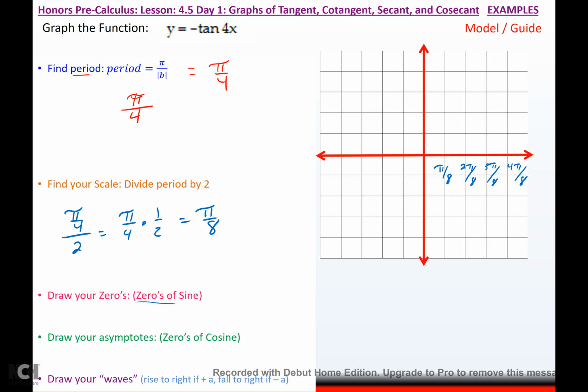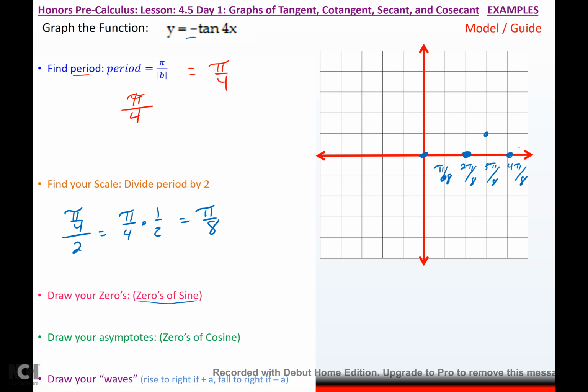Okay, now for tangent, it says draw your zeros. That would be zeros of sine. If I was graphing the sine function with these intervals, remember sine does this. Sine would go to 0, and then we got a negative, so it would go down to amplitude, and then to 0, and then up to amplitude, and then to 0. If you put those plots, your zeros of sine are going to be the zeros of your tangent function.